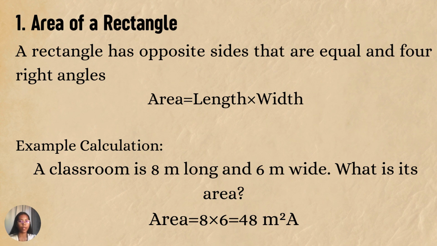Now, let's move on to the area of a rectangle. A rectangle has opposite sides that are equal and four right angles. The formula is area equals length times width. For example, a classroom is 8 meters long and 6 meters wide. So 8 times 6 equals 48 square meters.